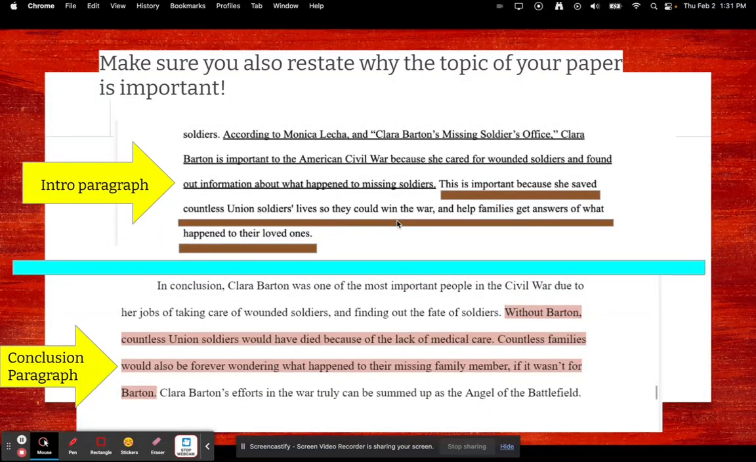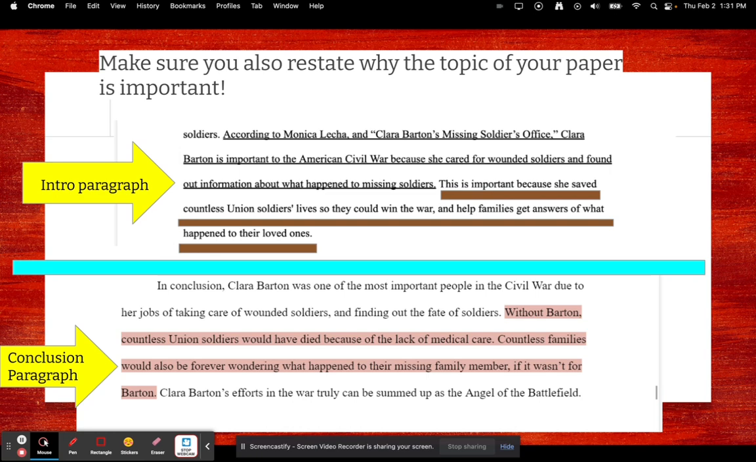Also, you've got to make sure that you restate why the topic of your paper is important. So in the intro paragraph, I said, "This is important because she saved countless Union soldiers' lives so they could win the war and help families get answers of what happened to their loved ones."